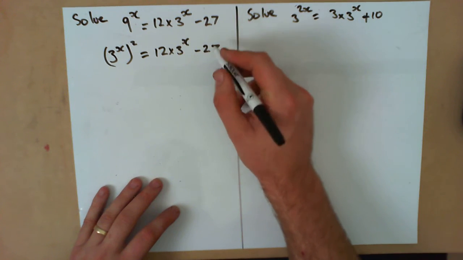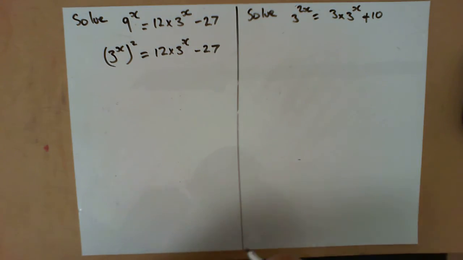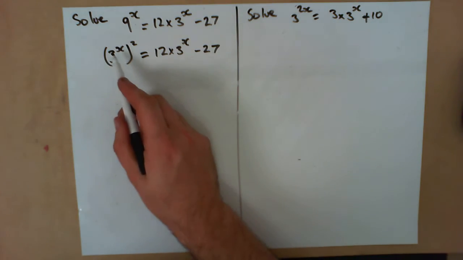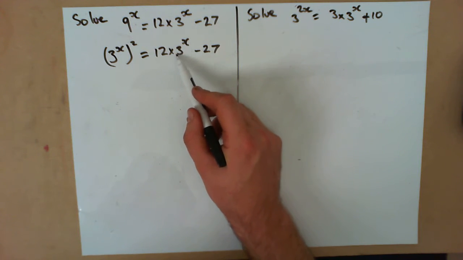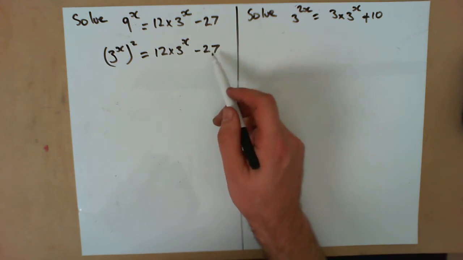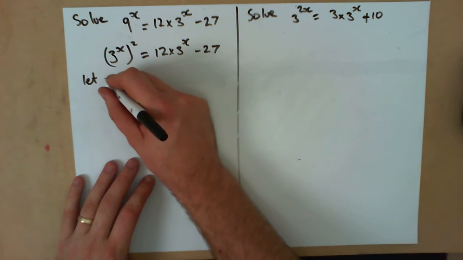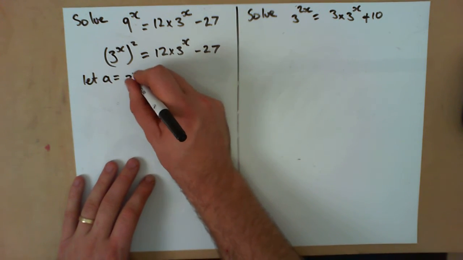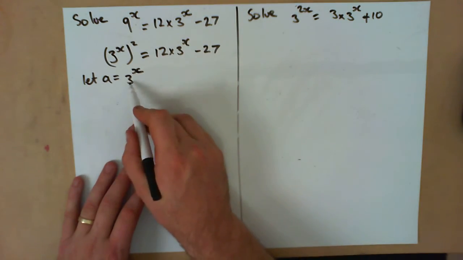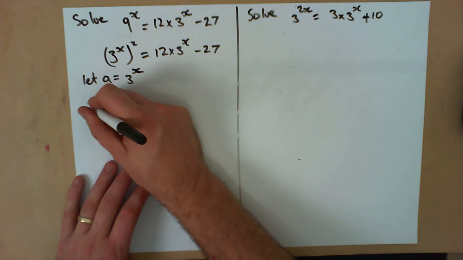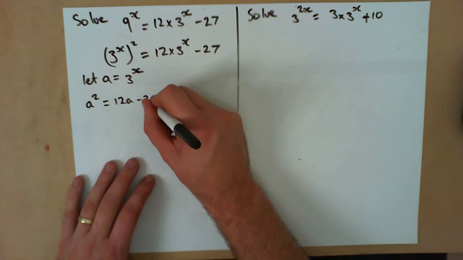Now it might be tempting to do something here with this 27, but trust me, we don't want to do that, because we've got this 3 to the x squared. There's these other things here, which is 3 to the x, and then something by itself. And this is a really neat little thing: we say let a equal 3 to the x. Everywhere we've got 3 to the x, we're going to put an a. So this means now that we've got a squared equals 12a minus 27.